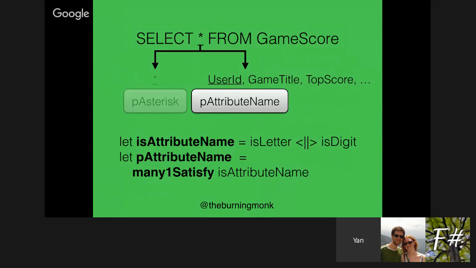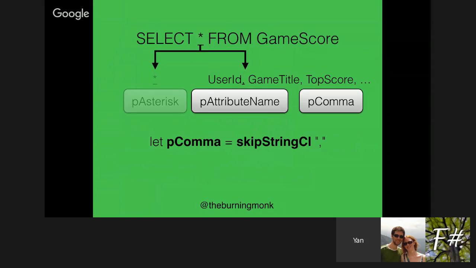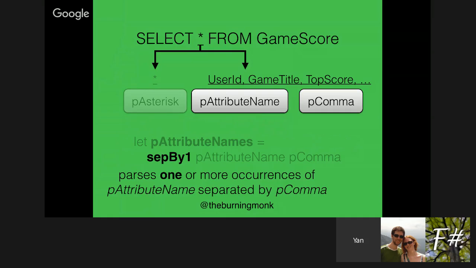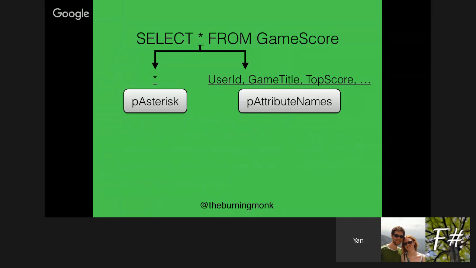And for the other case, we want to deal with a comma-separated list of attributes. First, we need to build a parser for the individual attribute names, which in this case looks exactly the same as the table name parser because they have the same requirements in terms of only allowing letters and digits. But we also need a parser for the comma. Once we have both, we can combine them together using the sepBy1 parser from FParsec, which will parse one or more attribute names separated by a comma using the two corresponding parsers that we have created so far. And that gives us a parser that can parse a comma-separated list of attribute names.